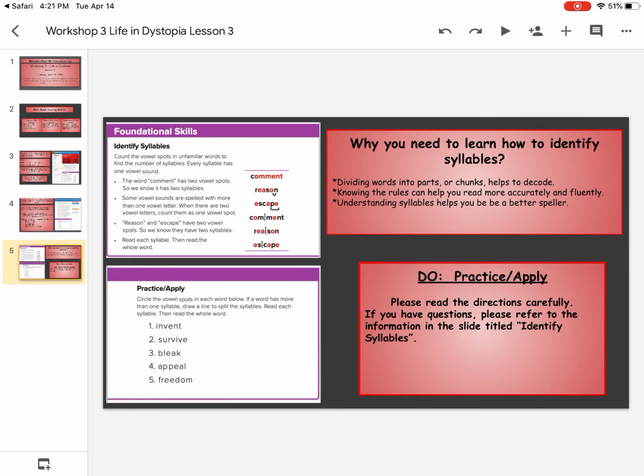So what I'm going to have you do before we finish the lesson is the practice and apply. I'm going to have you read the directions carefully. As you're doing this, if you have any questions or you're not really sure, please refer to the information in the slide right above it. That will help give you a little guidance as you complete 1 through 5. When you're done with all of this on pages 130 and 131, I'm going to ask you to take a picture of it and submit it in Google Classroom.